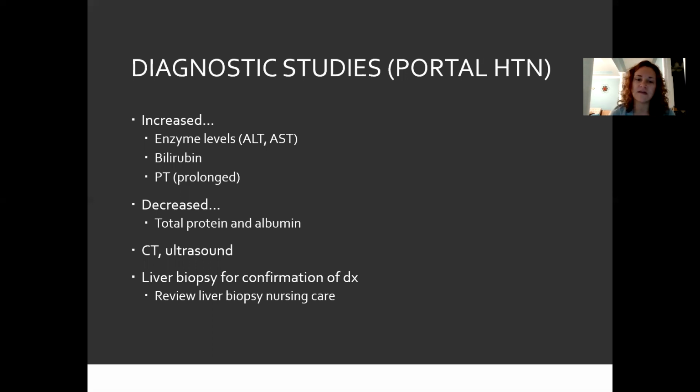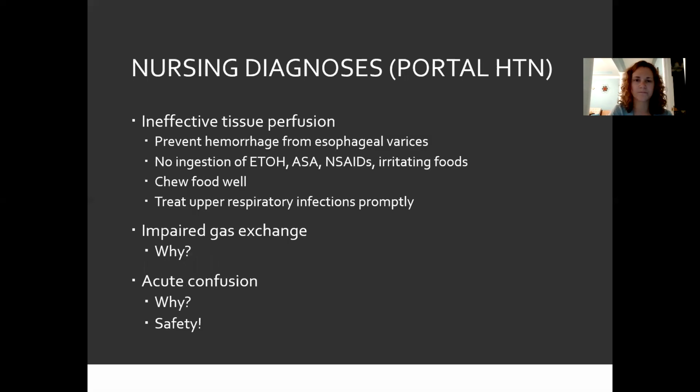And then we can do a CT and ultrasound to see the extent of cirrhosis and what other additional complications they may have. And a liver biopsy will confirm the diagnosis of cirrhosis. And then again, just make sure you know the nursing care management of a patient who's had a liver biopsy done. Other nursing diagnoses to keep in mind: ineffective tissue perfusion.